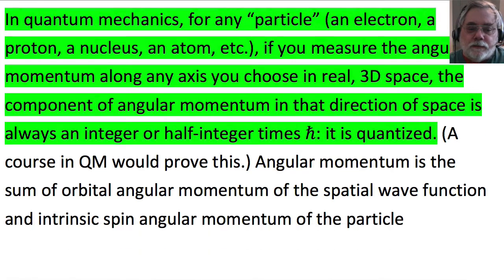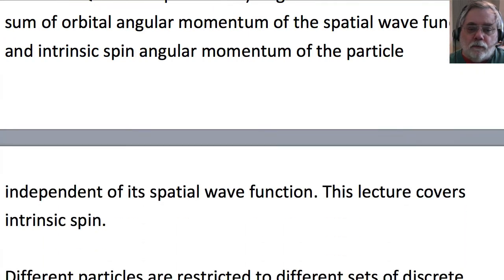Angular momentum is the sum of orbital angular momentum of the spatial wave function and intrinsic spin angular momentum of the particle independent of its spatial wave function. This lecture covers intrinsic spin. We won't be interested in orbital angular momentum.